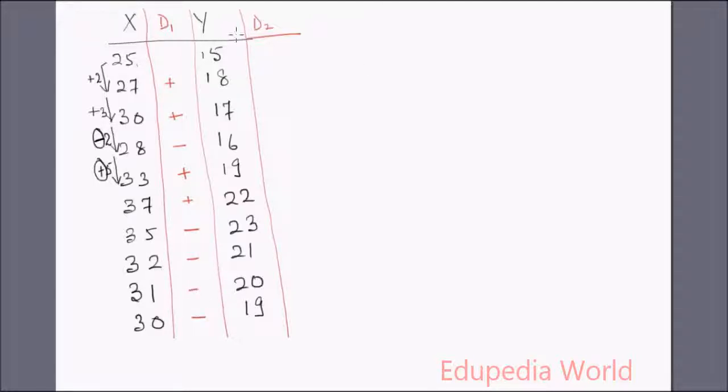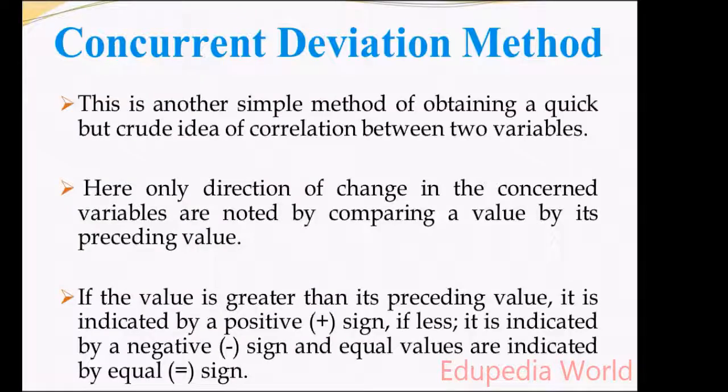In case of y, the first number, we see that it's increasing by 3 units, so a plus sign. It's decreasing this time, so a minus sign. Decreasing further, another minus sign. Increasing, so plus sign. Next from 19 to 22 we see there is an increase, so I'll indicate it by a positive sign. Further it's increasing, so a positive sign. It's decreasing, so it will be indicated by a negative sign here. Again decreasing and decreasing further. Okay, so we have marked the positives and negatives of both x and y. There was no number which was equal to its predecessor, so no equal sign was used.